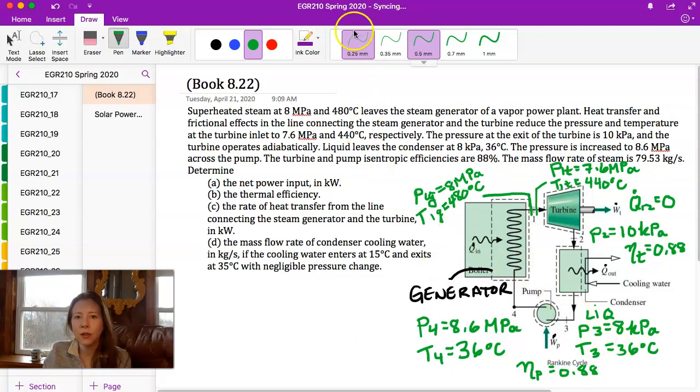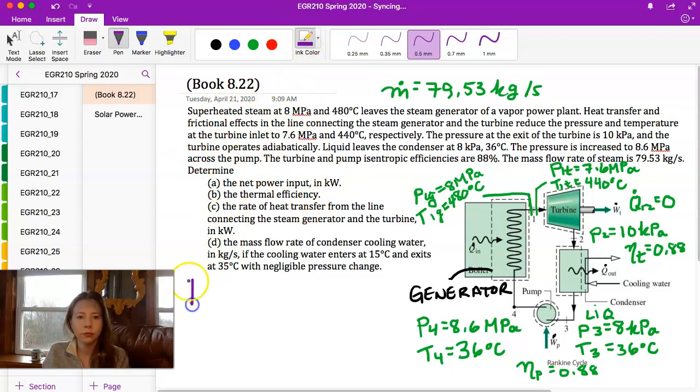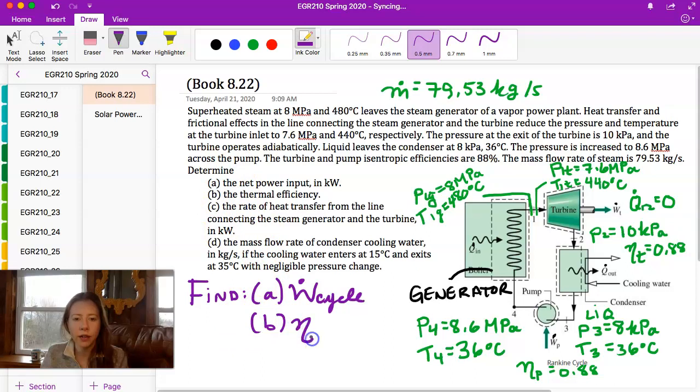We know the mass flow for this problem, m dot, is equal to 79.53 kilograms per second. What we're trying to find now is, A, the net power input, that's W dot cycle, the net input, and B, the thermal efficiency, which is just regular eta.